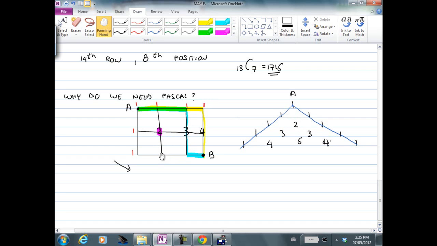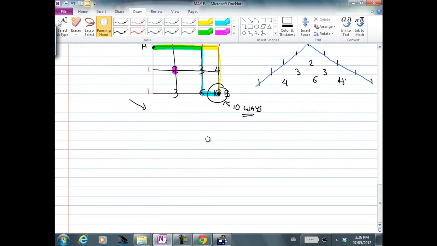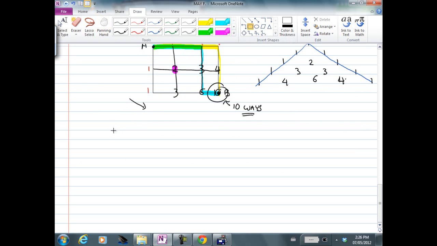Now I want you to get this number right here. 3. 6. And this is 10. And that's your answer. So there are 10 ways. That's it. Try this on your own. Again, it takes practice. Start from A and always label diagonally.